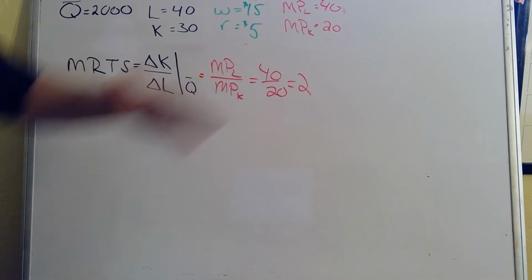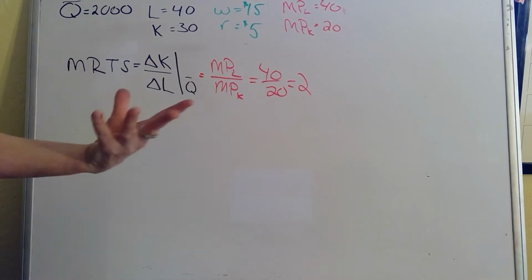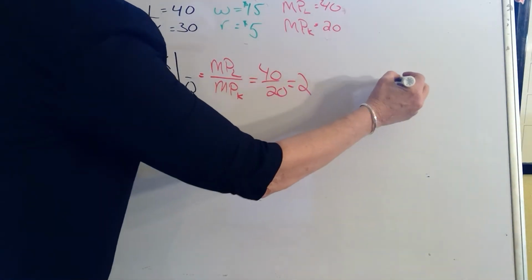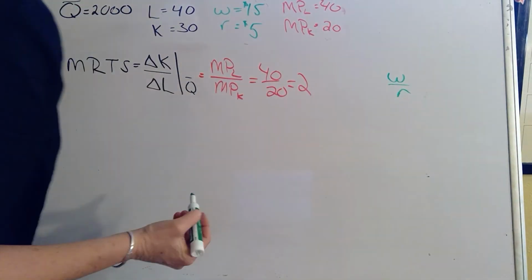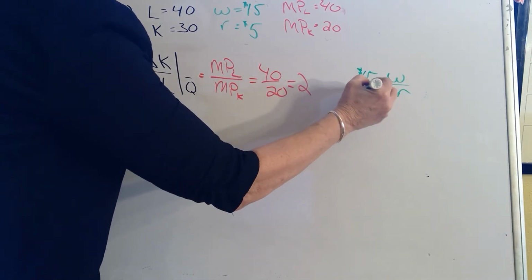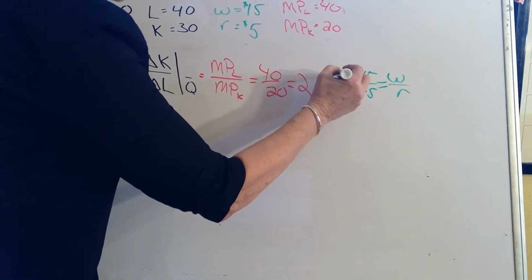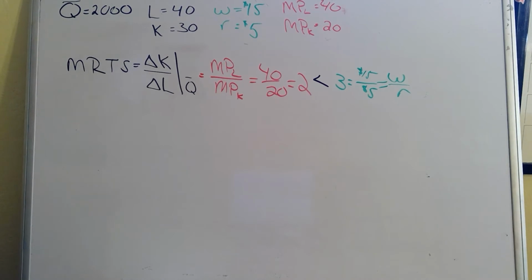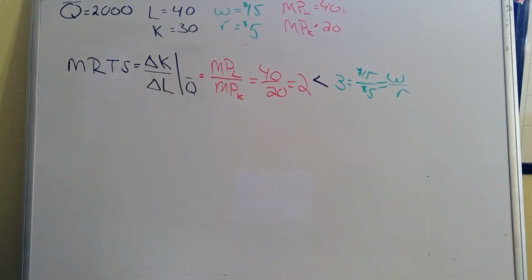A unit of labor is twice as productive as a unit of capital. If I hire a worker, I can fire 2 units of capital, which sounds pretty great. Why not hire more workers? They're twice as productive as a unit of capital. But it also matters how expensive labor is relative to capital. In this case, a unit of labor costs $15 and a unit of capital only costs $5. So labor may be twice as productive as capital, but it's 3 times as expensive as capital.